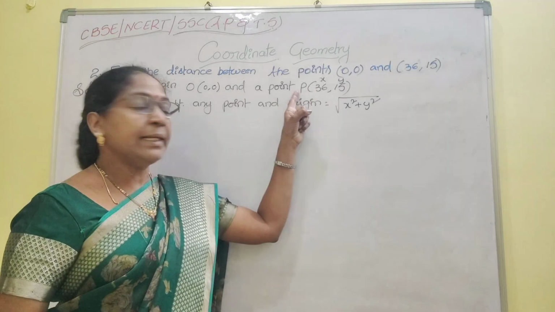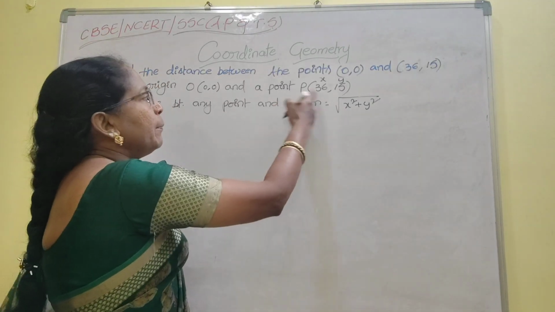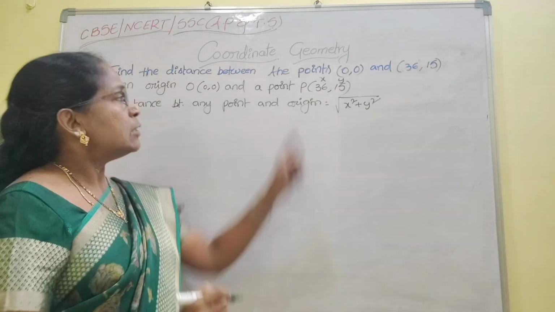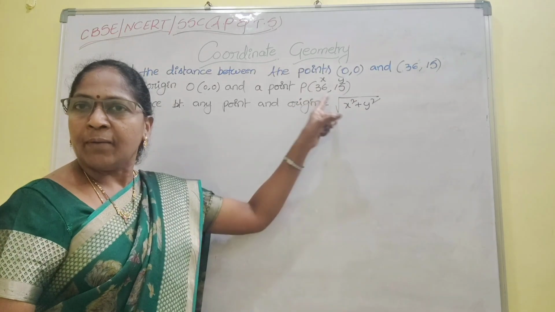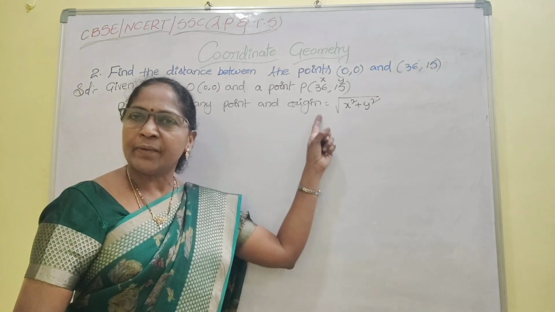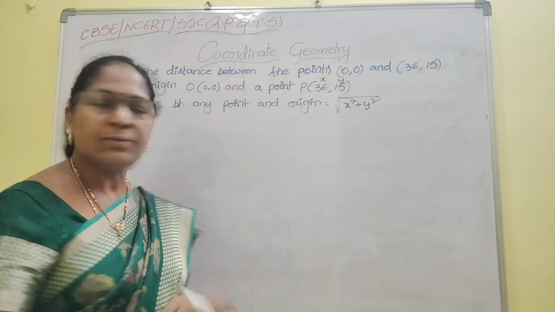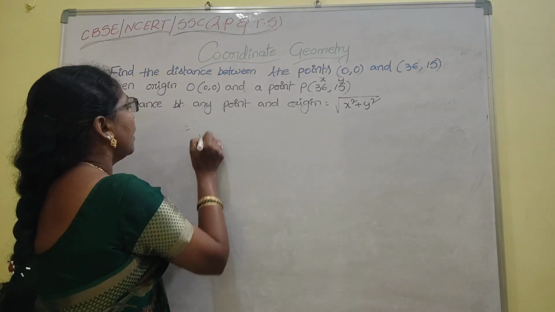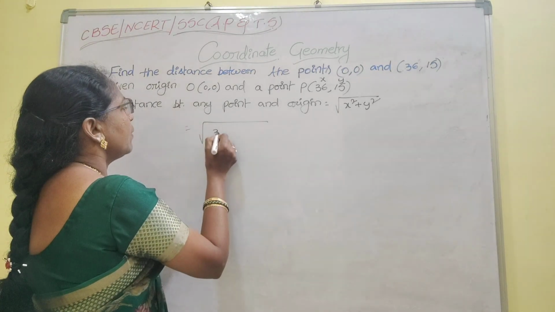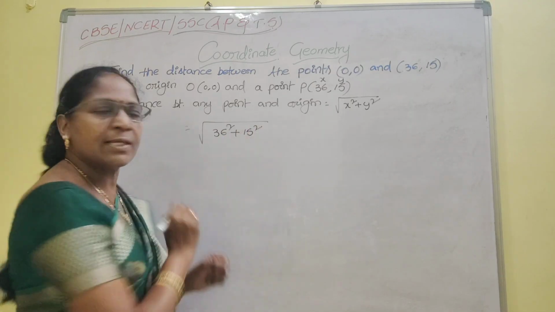You can assume any other alphabet. I assumed here P is the alphabet. So the point P 36, 15, so here x, y values. Now distance between any point and origin equal to square root of x square plus y square is the formula. Now substitute the values in this formula. Directly you have to substitute, where x equal to 36, so x square plus y square.